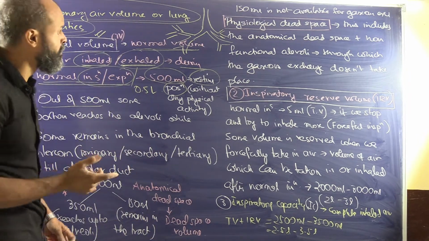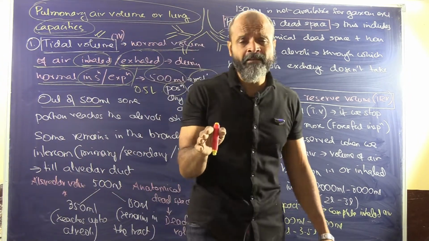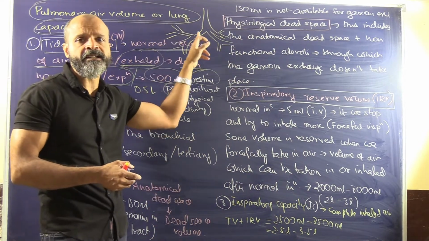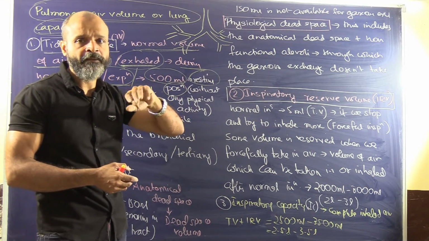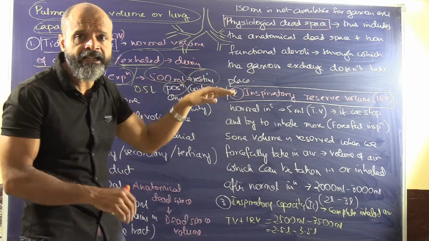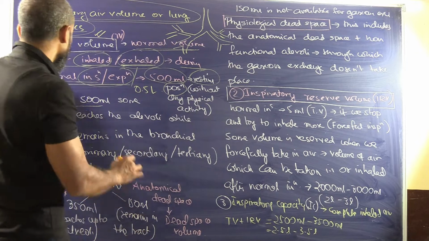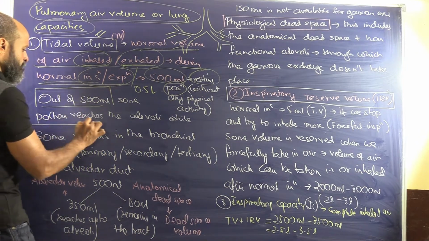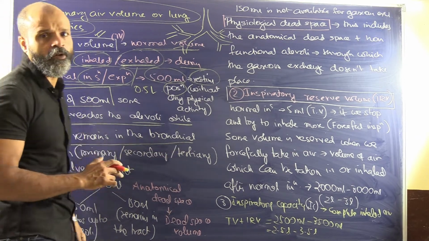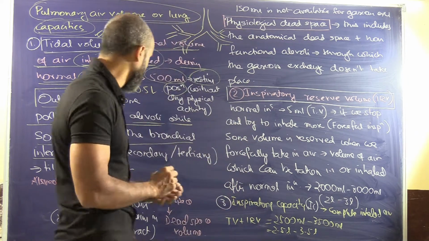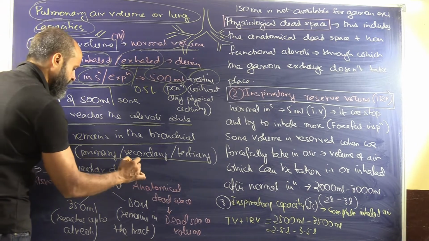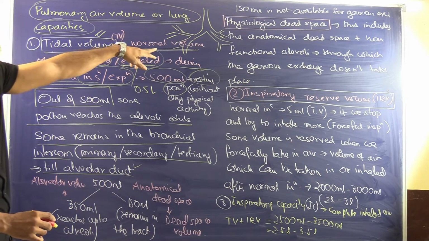Air is also a fluid. When it is flowing through the primary bronchus, secondary bronchus or tertiary bronchus, some amount of air stays in there, and the rest of it goes into the alveoli. So it's not that the entire 500 milliliters we are inhaling is able to reach the alveoli. Out of the 500 milliliters, some portion reaches the alveoli while some remains in the bronchial tree, up to the alveolar duct.